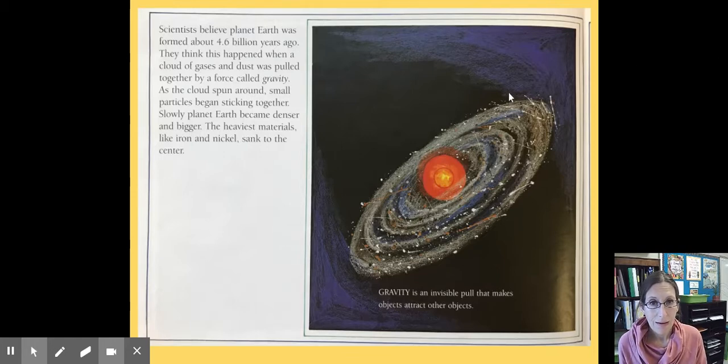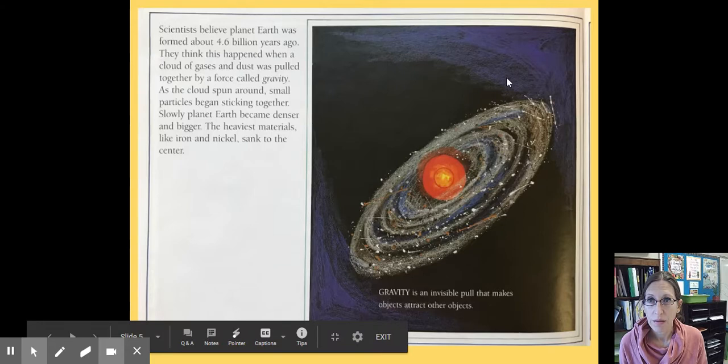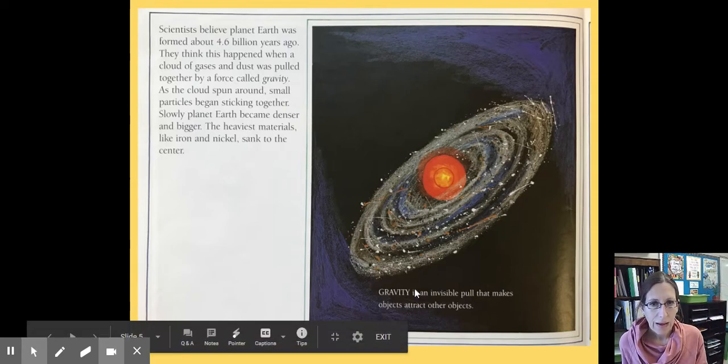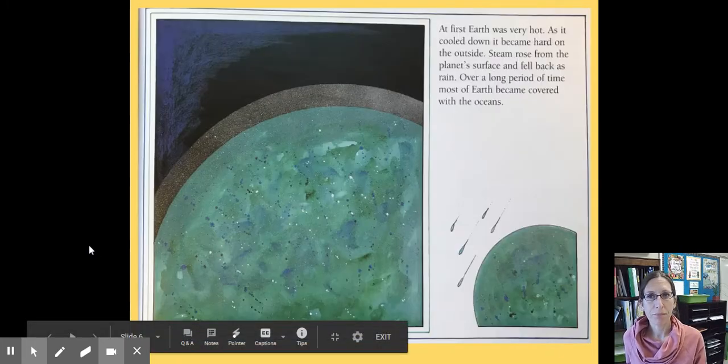All right, and there is a picture of the cloud of gases and dust that's being pulled together by gravity. I like to think of gravity as kind of like a magnet that's pulling everything to the center of the Earth. And it says here, gravity is an invisible pull that makes objects attract other objects.